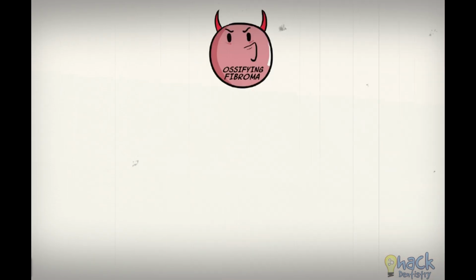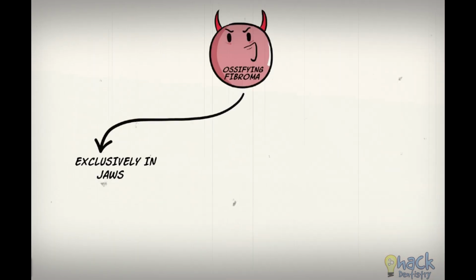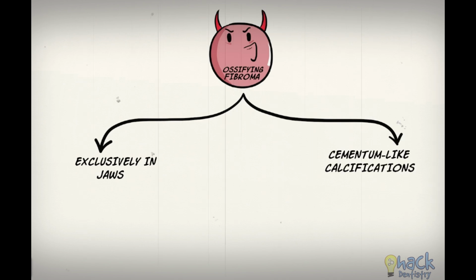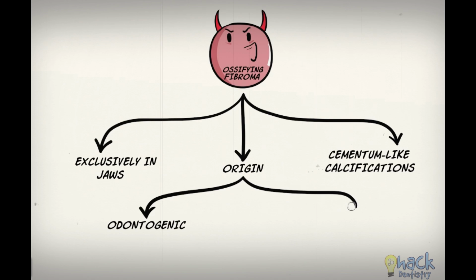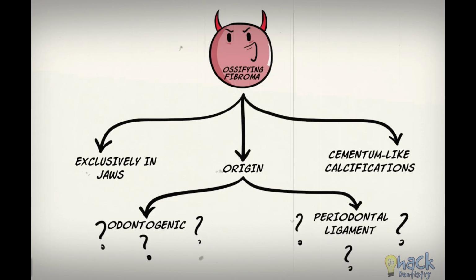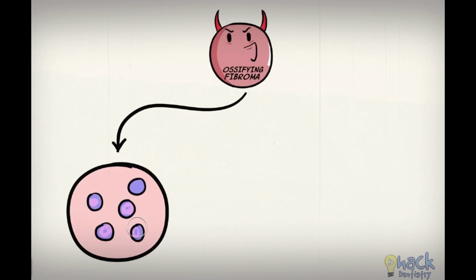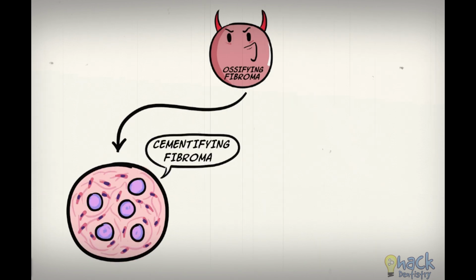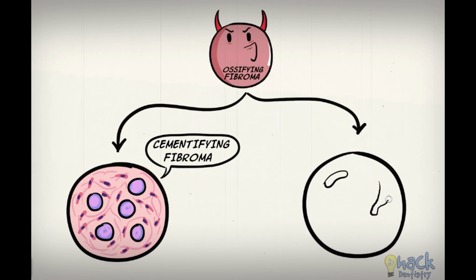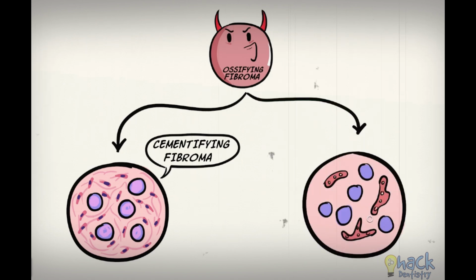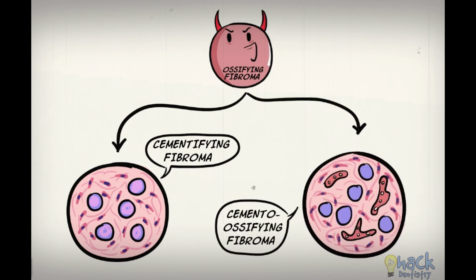Due to the fact that ossifying fibromas appear exclusively in the jaws and have cementum-like material, their origin was thought to be either odontogenic or from the periodontal ligament. Ossifying fibromas showing only cementum-like calcifications were termed cementifying fibroma, and those with a mixture of both bony trabeculae and basophilic spherules were termed cemento-ossifying fibroma.